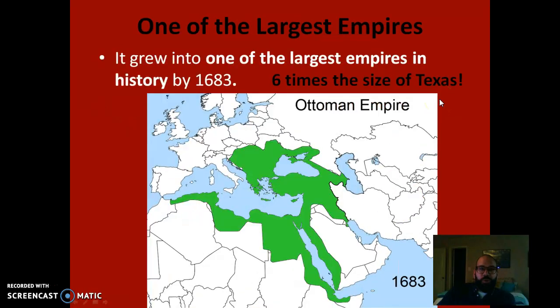And it grew humongously. I mean, look how massive that got. By the year 1683, it was 6 times larger than the state of Texas. I mean, it was in Europe, in the Middle East, in Africa. It was massive, one of the largest empires in history.